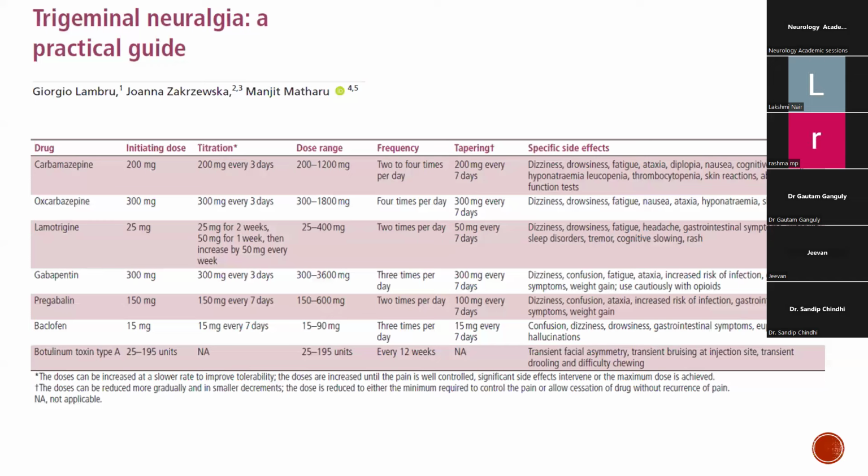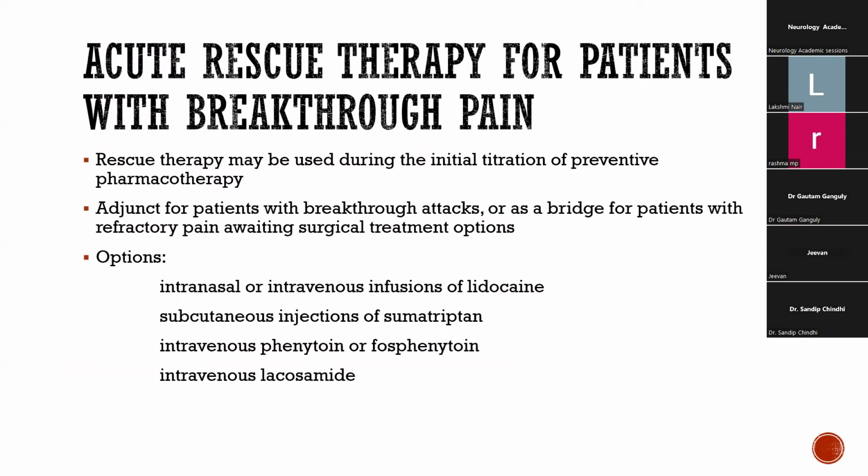Baclofen can be started at 15 mg and can be titrated every 7 days, and the dose can go up to 90 mg 3 times per day. And botulinum toxin type A, they have given a dose of 25 to 195 units every 12 weeks. But many recommendations as well as studies are showing 3 months is the average duration.